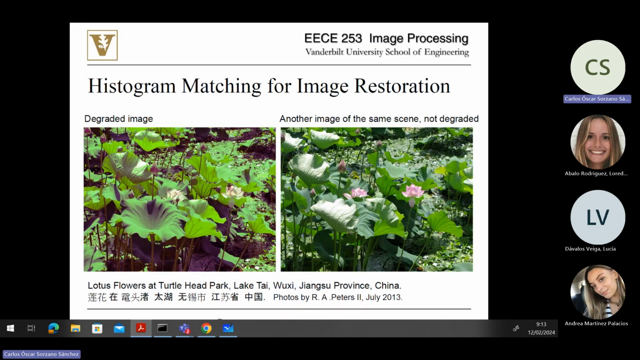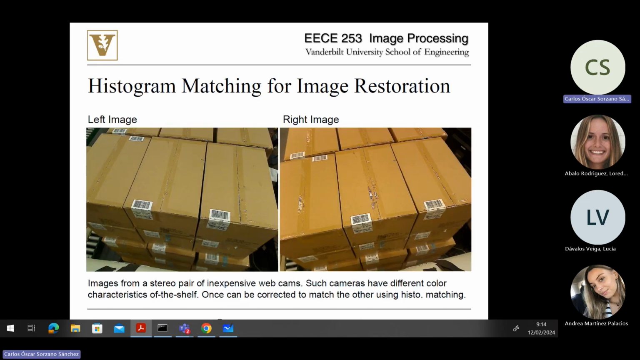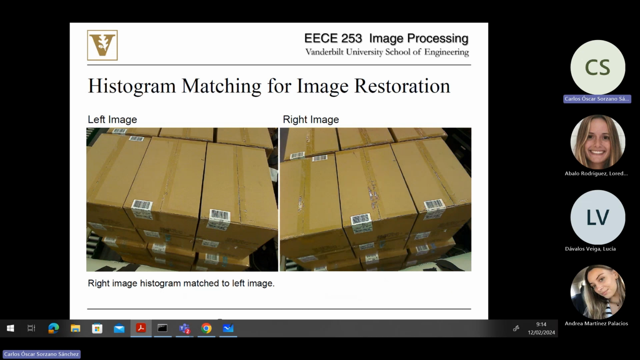Here we have an example, here is another example. And this will be the result. So let's see, this was the degraded image, and this is now with the same CDF. Now the colors are natural. And you can have a couple of cameras that have been calibrated in different ways. So you know that the two should have the same colors, but they are not. But you can somehow make one look like the other. So this is why we want to do this.